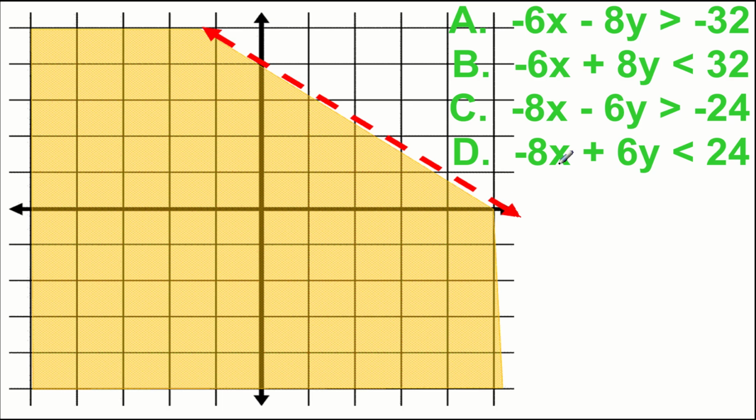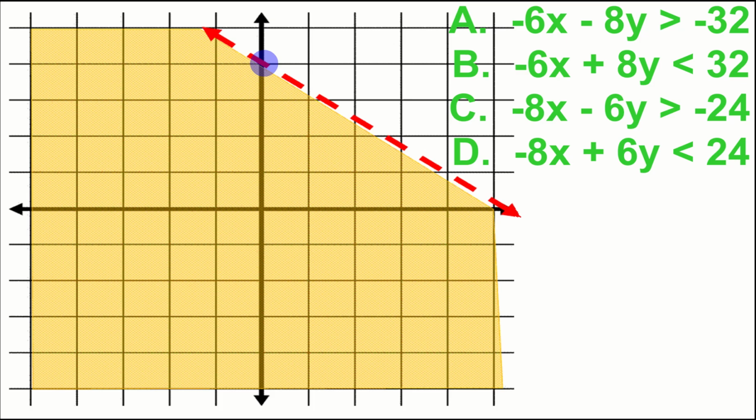Then, y-intercept's probably the next easiest. So my y-intercept is right there. That is at positive 4. Again, does not help. All of them have a y-intercept of positive 4. Like I said, though, those are going to be probably the easiest two things. I would still do them first, okay?